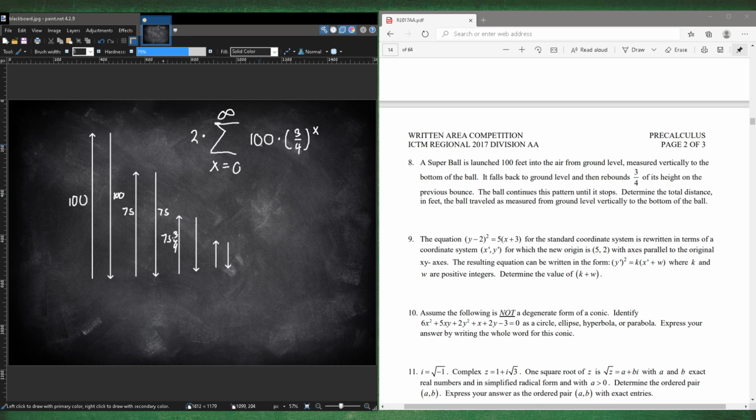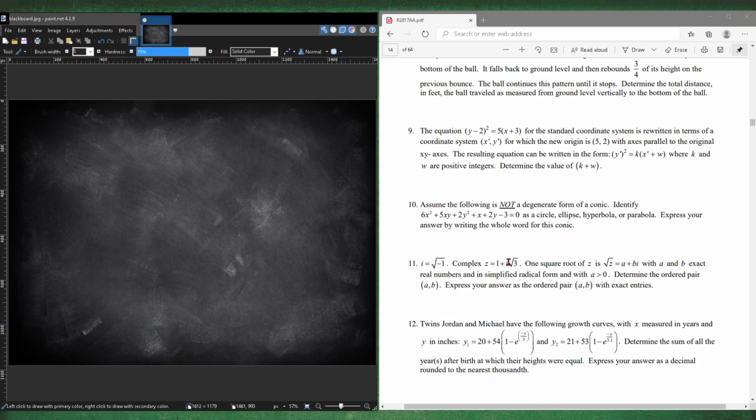So what is this? Well, this is an infinite geometric series, and there's actually an easy way to solve this. It's just going to be the first term, which is 100, divided by 1 minus the ratio. So that will be 100 divided by 1/4, which is 400. So this summation is just equal to 400. So it will be 2 times, remember the 2? 2 times that 400. And that will be equal to 800. And that is our answer for number 8.